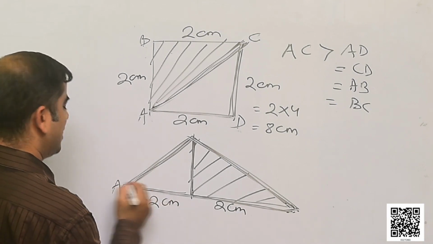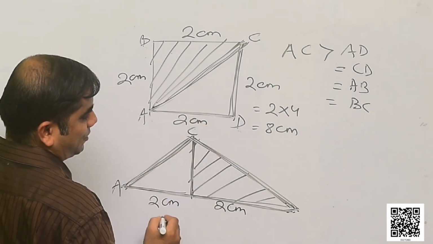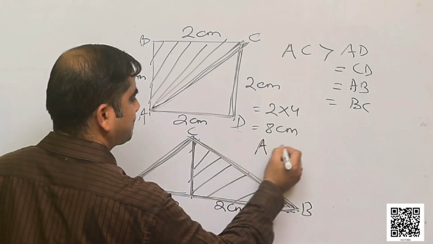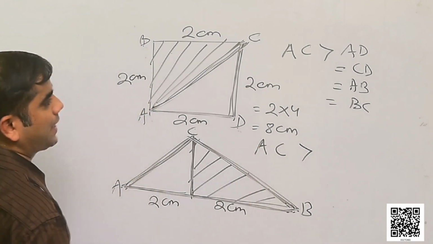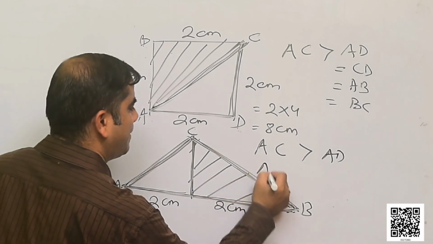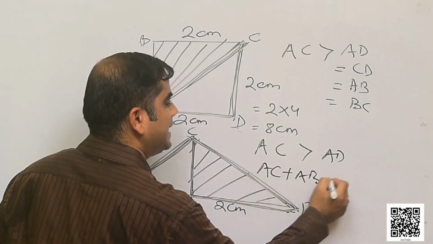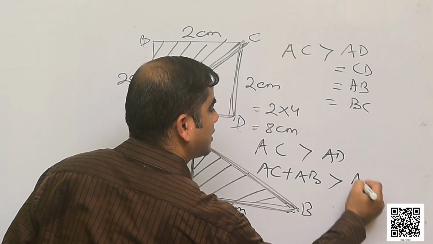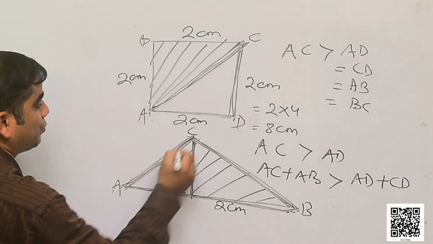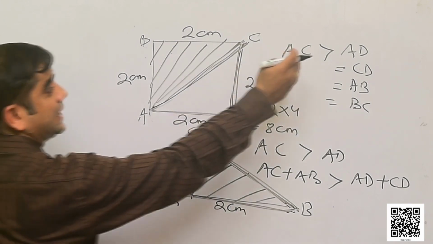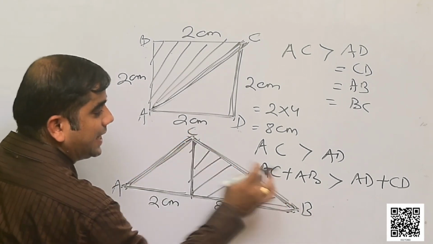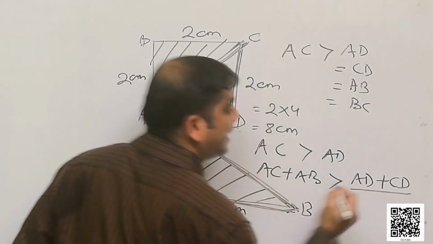That means, let me draw like this. Suppose this is AC, and this is B. So AC is greater than AD, fine. So AC plus AB is greater than the sum of any two sides. Let me check AD plus CD, because this is the side that is greater than each side of the square. So the sum of the two sides is greater than the sum of any two sides.